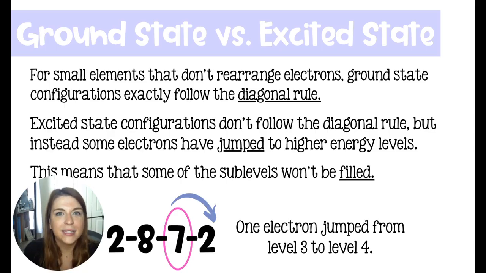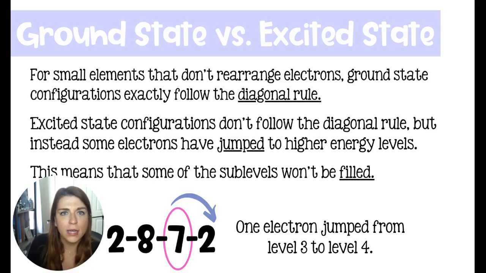We can write ground state and excited state electron configurations as well. I know it gets a little bit crazy. Small elements don't usually rearrange their electrons, so their ground state configurations are going to exactly follow the diagonal rule. Some large elements, I alluded to chromium and copper, even though they will be ground state, may look like they're excited because they have had the opportunity to rearrange their electrons. Your classroom teacher should talk more to you about the chromium and copper exceptions to the diagonal rule. But for the most part, anytime a configuration is not following the diagonal rule, it's going to indicate that that atom has been excited and electrons are jumping around.